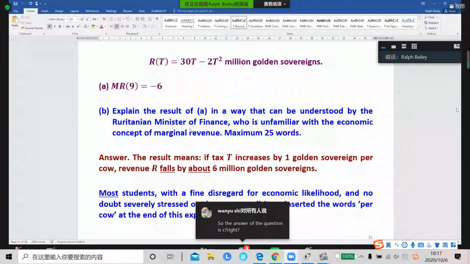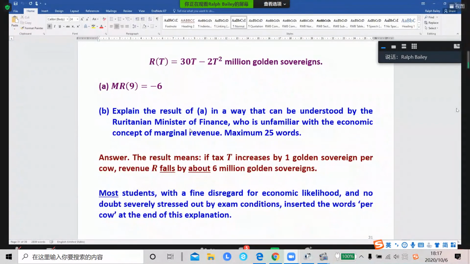Well, it's a marginal change, so it means an increase of 1 in T leads to an approximate fall of 6 in R. But what is R? R is measured not in sovereigns, but in million golden sovereigns. So if T is raised by 1, tax revenue will fall by about 6 million golden sovereigns. And that's because, of course, there are a lot of cows to raise tax on. So most students omitted those words per cow.